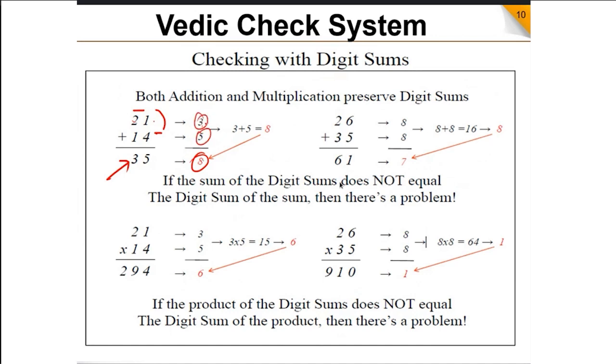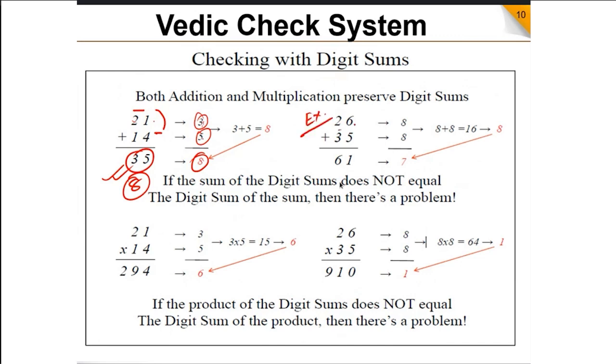5 plus 3, 8. Now what we have to do is add the digits of this number as well. This is the answer, right? 3, 5. Now add this number, 5 plus 3, 8. Both numbers are equal. Yes or no? It means this answer is correct. Yes or no? Get it? Now look at the next example.